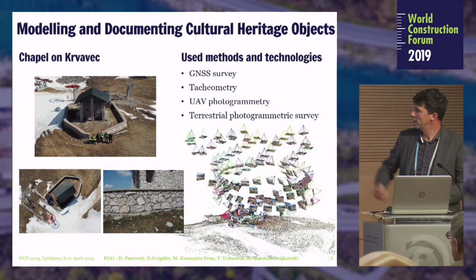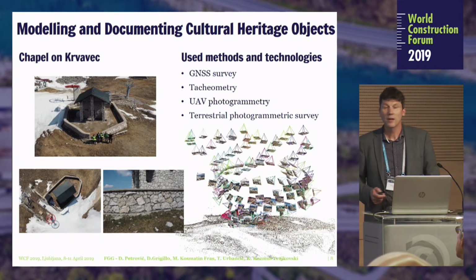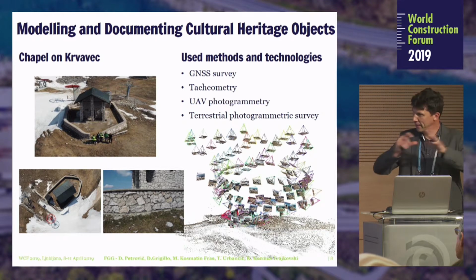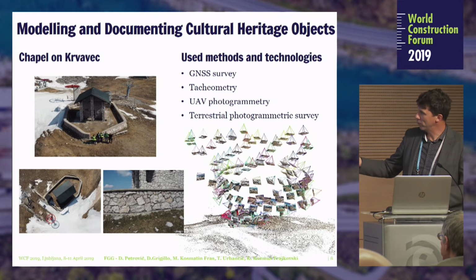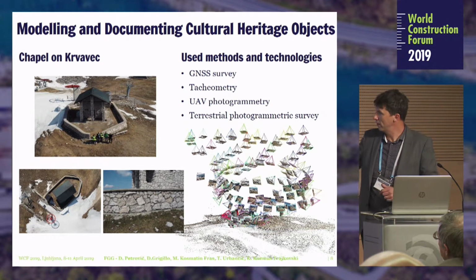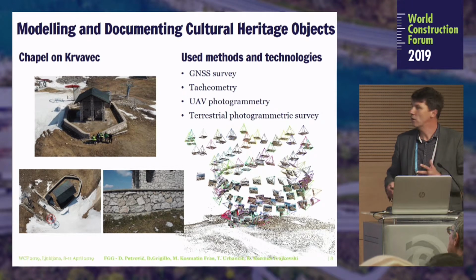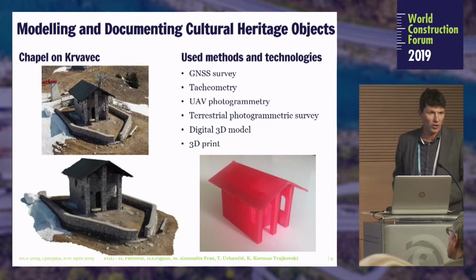So we used GNSS for determining the position of the control points. Then tachymetry to measure the basic geometry of the building itself. And then photographing the object, both from the ground, to get the horizontal images, and from the air using a UAV, to get the oblique and the vertical photographs. We could altogether create the 3D model, which you can see here looks pretty much the same as the original image of the object.